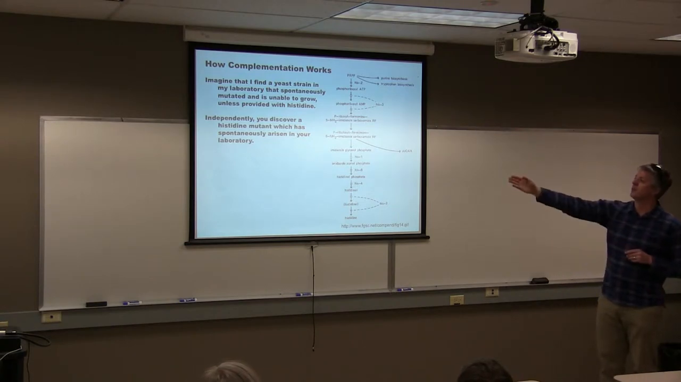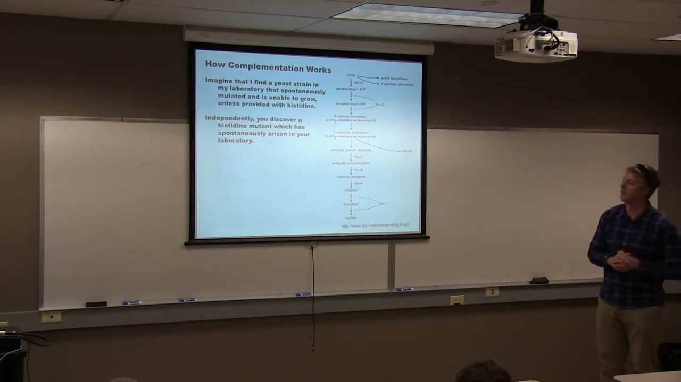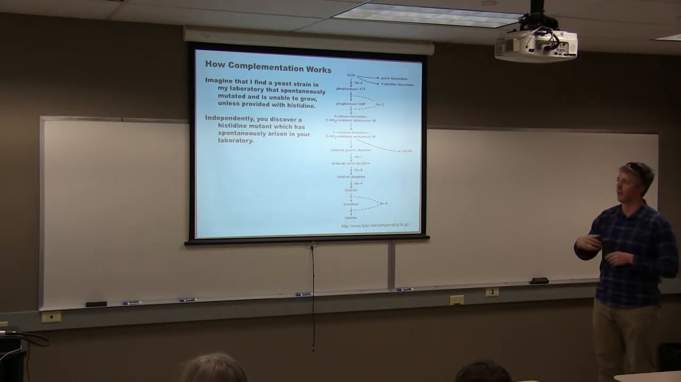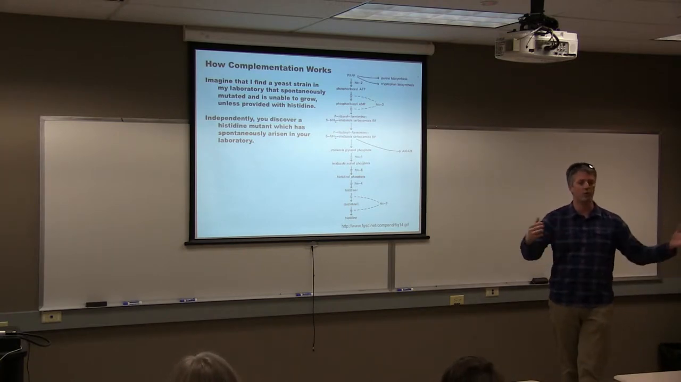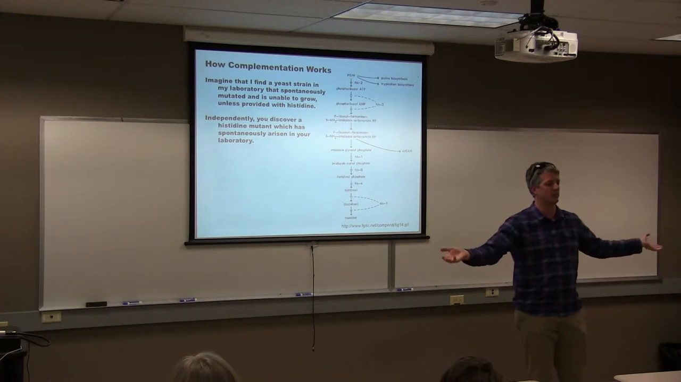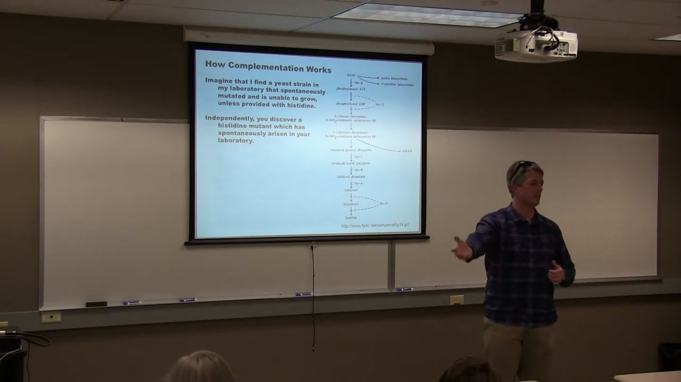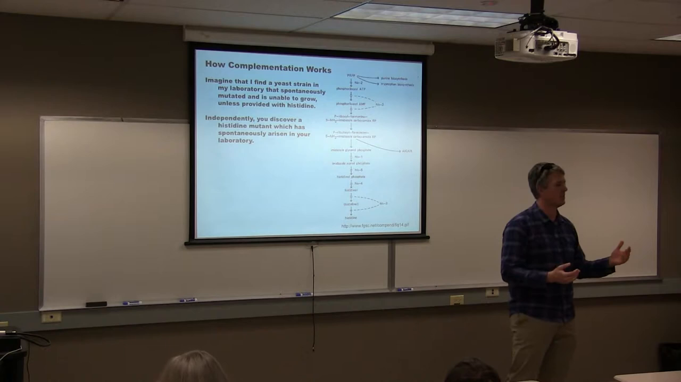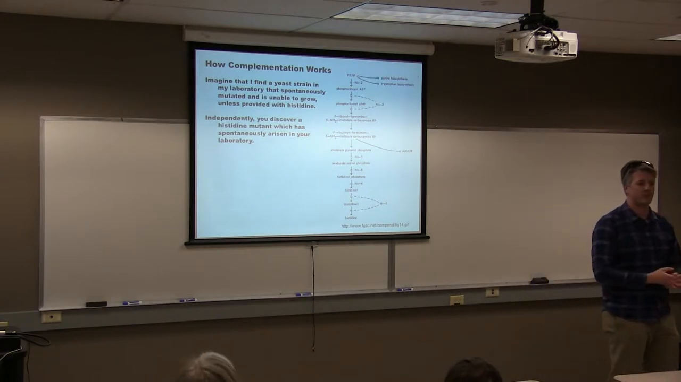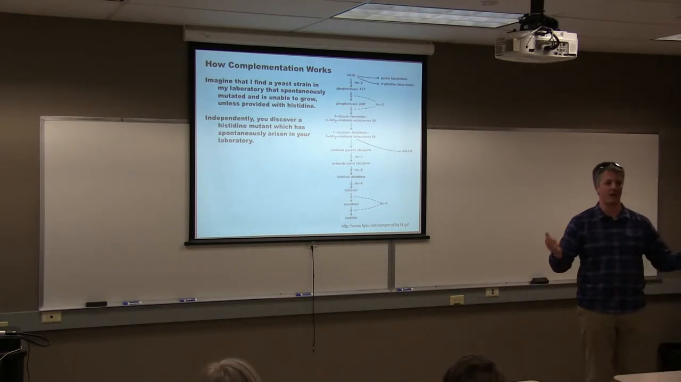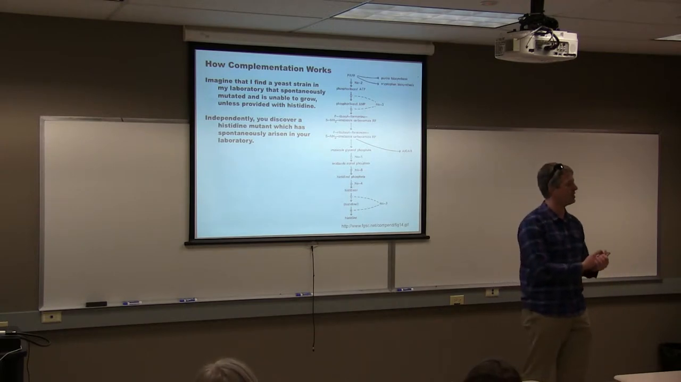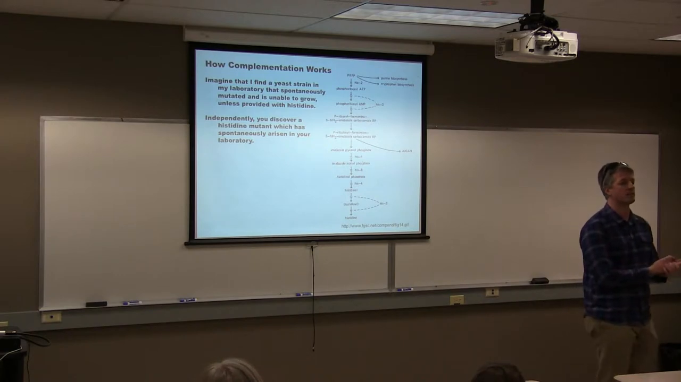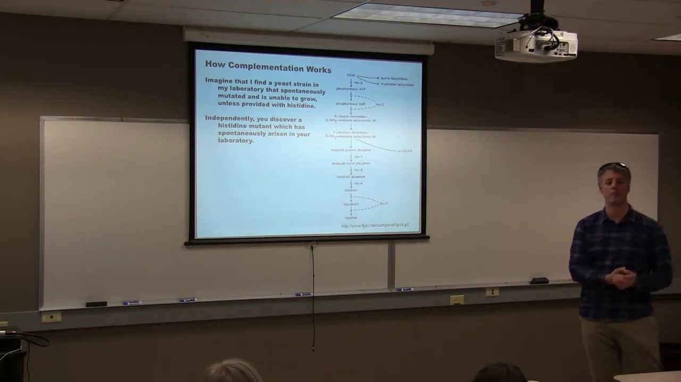All right. So independently, you discover a mutant which has spontaneously arisen in your laboratory. Okay. So you have two histidine mutations, both in the haploid state. They both can't grow without histidine. Now, you take those two histidine mutations and you mate them together. Let's say we lucked out and one's MAT-a and one's MAT-alpha, right? So now you have a diploid. Will they be able to grow on minus-his synthetic complete media, or will they not be able to grow?